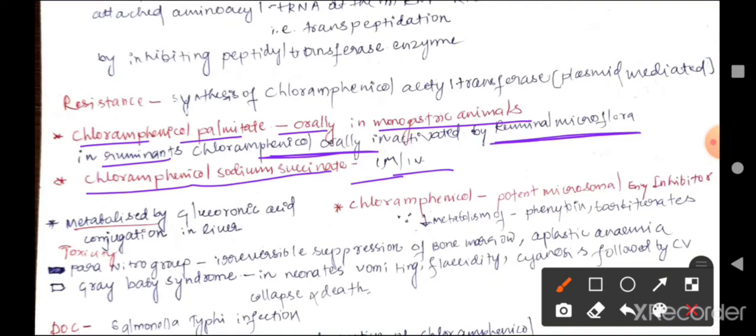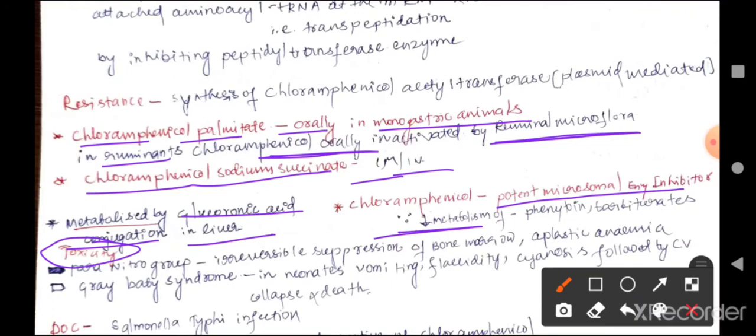Chloramphenicol is metabolized by glucuronic acid conjugation in the liver, and it is a potent microsomal enzyme inhibitor. Thereby this decreases the metabolism of other drugs such as phenytoin and barbiturates.